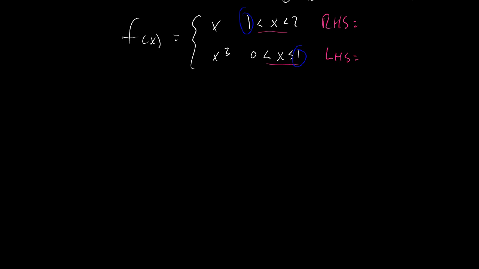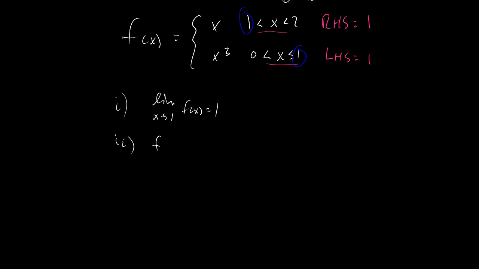So what we try to do, we plug in. If we plug in 1 on top, we get 1. If we plug in 1 on bottom, we get 1. So we know, since our left and right agree, that the limit as x approaches 1 of our function is equal to 1. So this is part 1. Our limit exists.